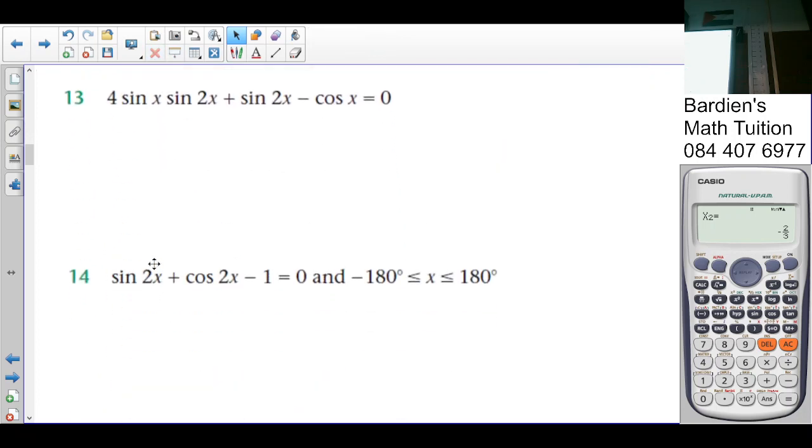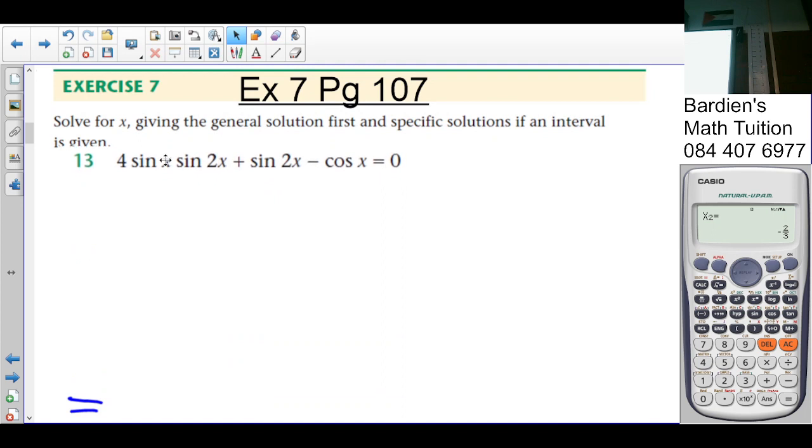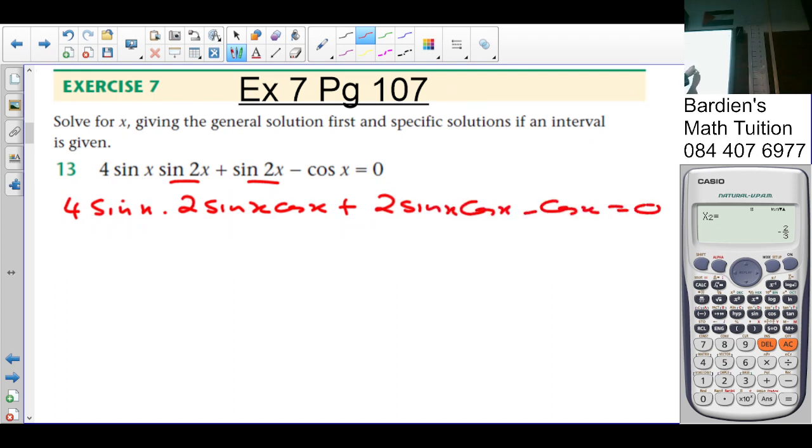Right, number 13 and then 14. Number 13. What can we change here? Sine 2x, there and there. So sine 2x can be written as 2 sine x cos x plus 2 sine x cos x minus cos x is equal to 0.